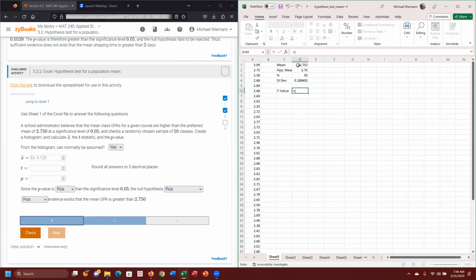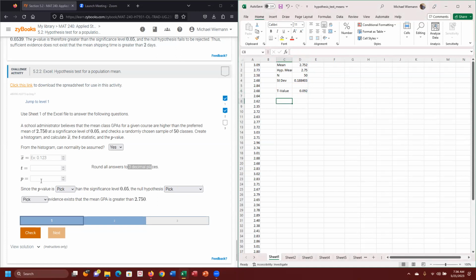So equals observed, which is that cell, minus the hypothesized mean, divide by, open parenthesis again, the standard deviation we just calculated, divided by the square root of the number of observations. Close the parenthesis. We end up with 0.092, etc. They want everything to be 3 decimal places. So I'm going to need to round this guy to 3 decimal places. So I'm going to come up here, do an equals round, comma 3, and I got 0.092.